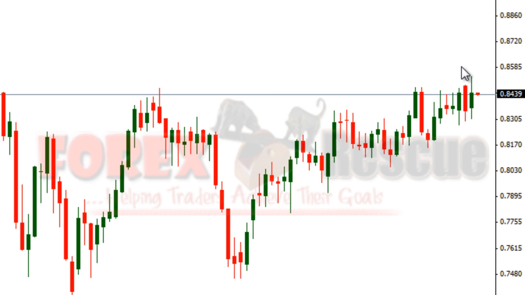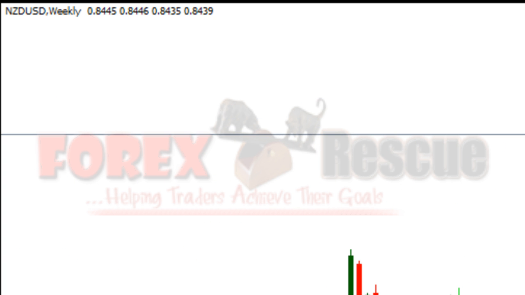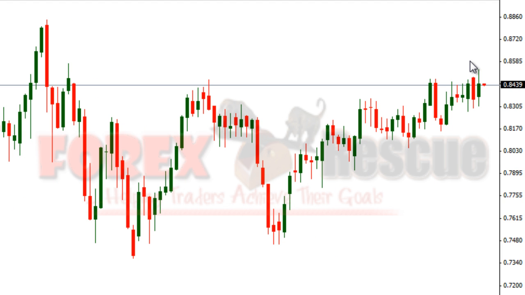This is the New Zealand USD pair, weekly time frame. On this pair, if you take note, price is locking around a major resistance area. And if you look carefully, you will notice that price has tested this resistance area twice, forming what we call a triple top. 1, 2, 3. What also makes this an interesting setup to consider is that price is also bouncing off from a psychological number.